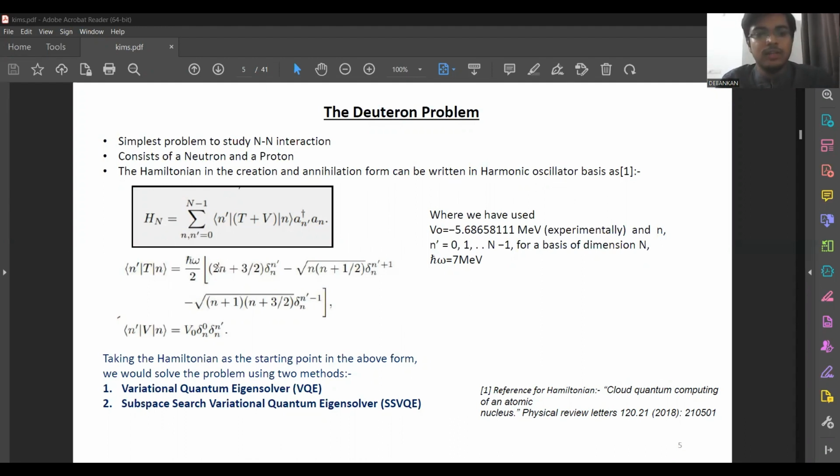Now this Hamiltonian actually comes from effective field theory calculations. We will not go into that detail, but my starting point was this Hamiltonian in harmonic oscillator basis with the values V0 as mentioned here in the paper, and the value of h cut omega is 7 mega electron volt. And these two are the matrix elements of the kinetic energy and potential energy. So I will use this, and then I will use the two techniques, variational quantum eigensolver and subspace search variational quantum eigensolver, to find the ground state energy of the deuteron problem.